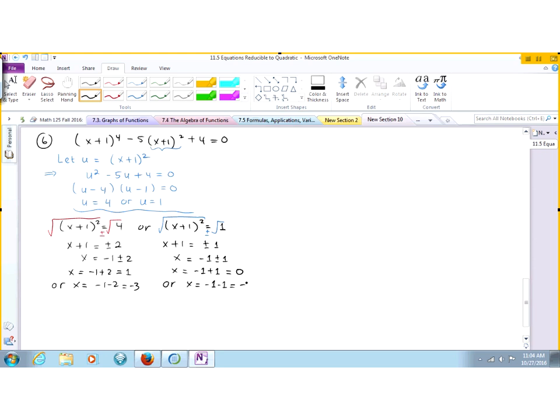So what is negative 1 plus 1? 0, and here negative 3. So what are your solutions? 1, negative 3, 0, negative 2. Easy?